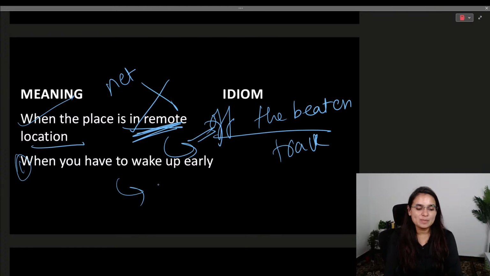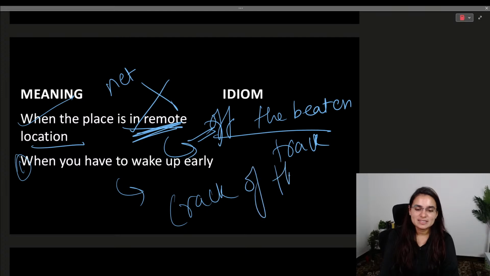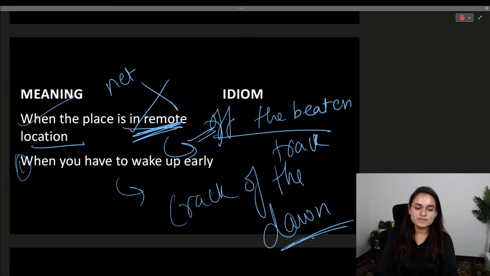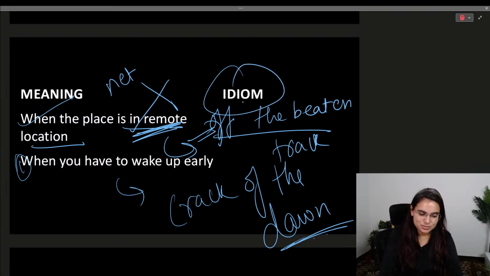When you have to wake up early. Rise of the dawn? No. Something is wrong with that idiom. Do you remember this? Crack of the dawn. Crack of the dawn. Early riser, fine, but we are talking about idioms. Yes. Catch the sun when you get sunburn. When you get sunburn, that means catch the sun.